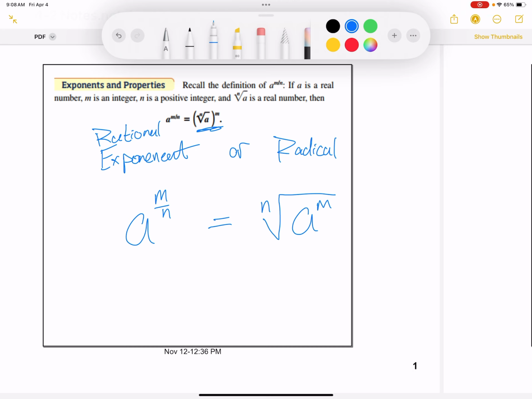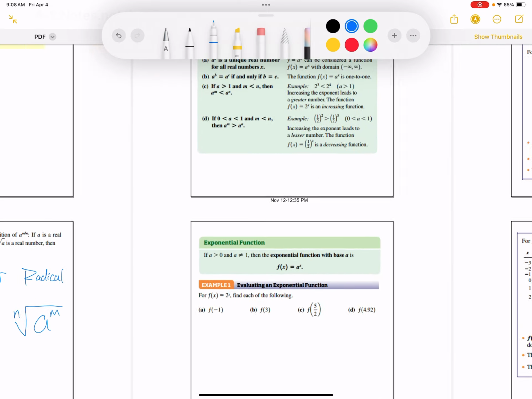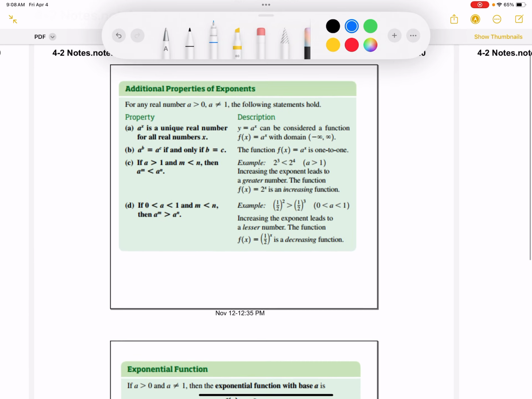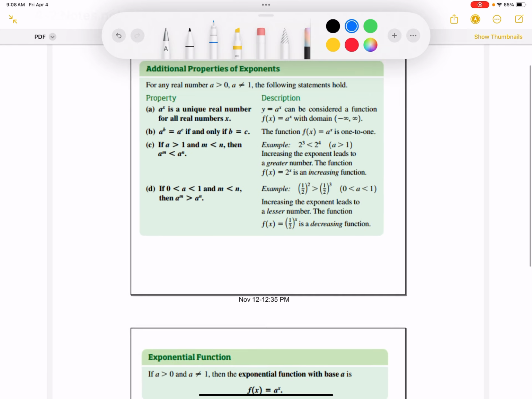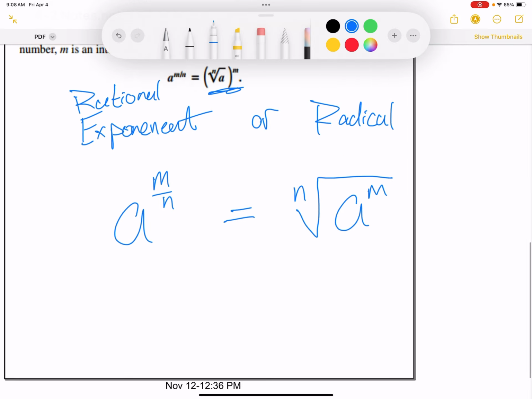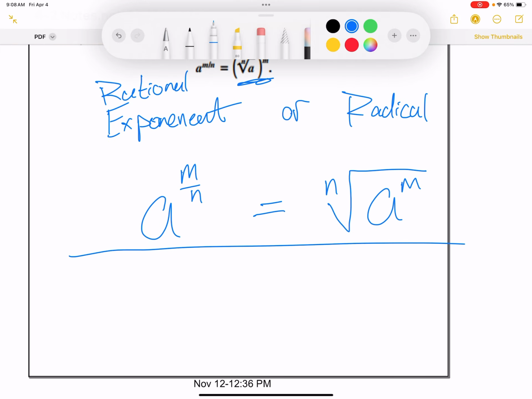All right, so that's one thing. And then a couple other things about exponents. Let's see if that talks about it. I'll just bring it up. So first, anything to the 0 power equals 1. No matter how complicated it looks, if it's all to the 0 power, it just equals 1.